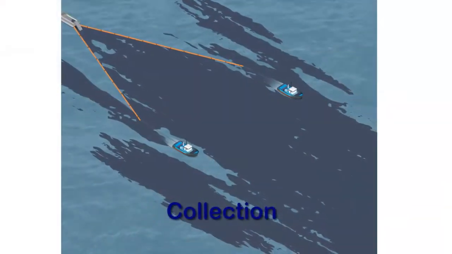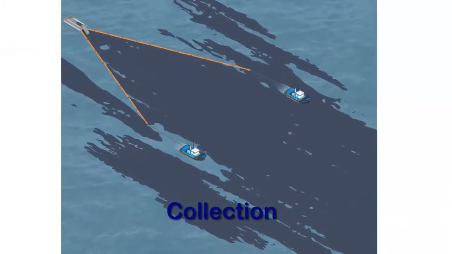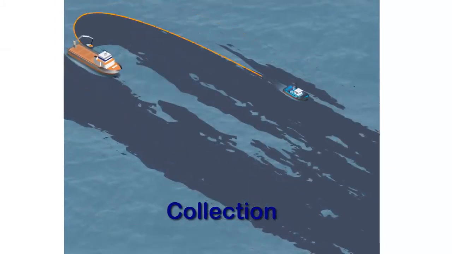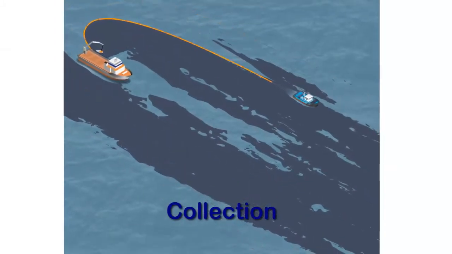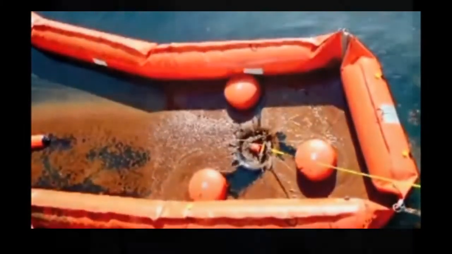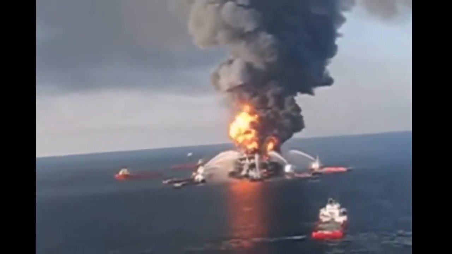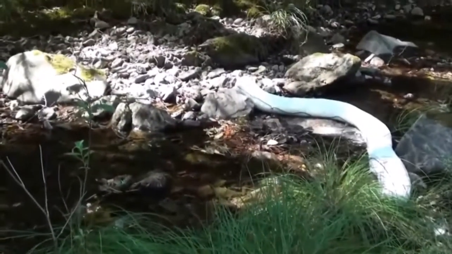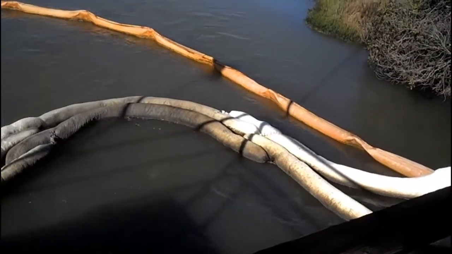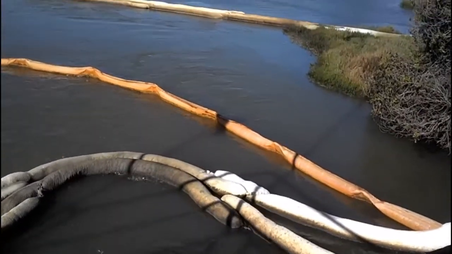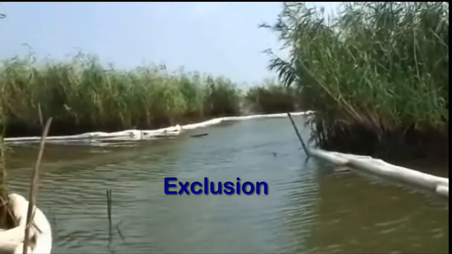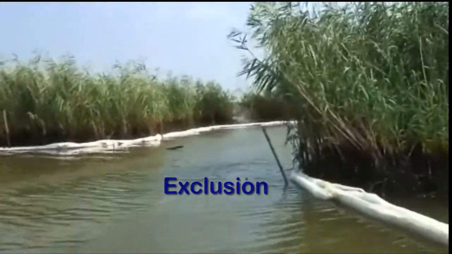Collection means towing boom in a V, U, J, or teardrop configuration through or around a slick to gather oil for recovery or burning. Recovery is the process of placing boom where it will contact floating oil and absorb it or adsorb it. Exclusion is the process of stringing boom around non-polluted areas to keep oil out.